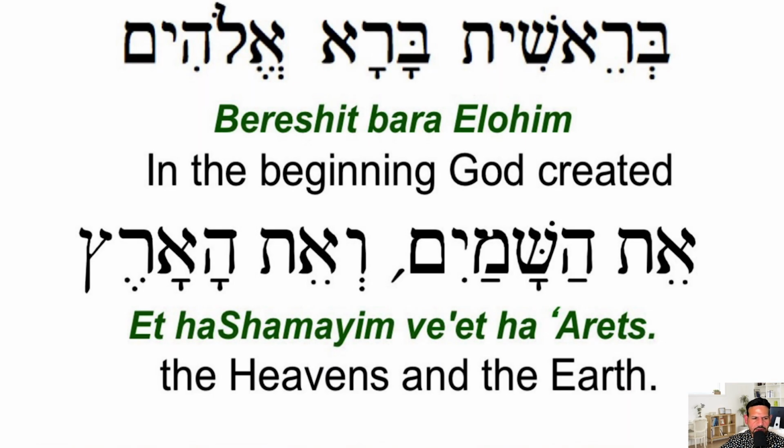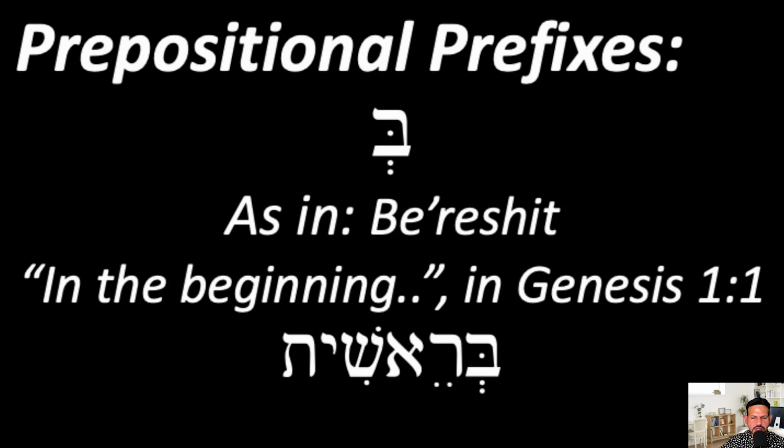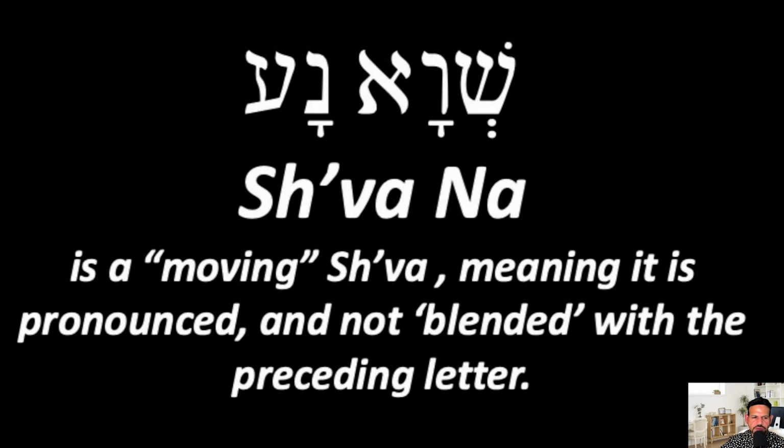Bereshit bara Elohim. Bereshit. That's a shva na. Those are the two dots that look like a colon in English grammar. But those two dots have to be pronounced under the first word. Shva na.